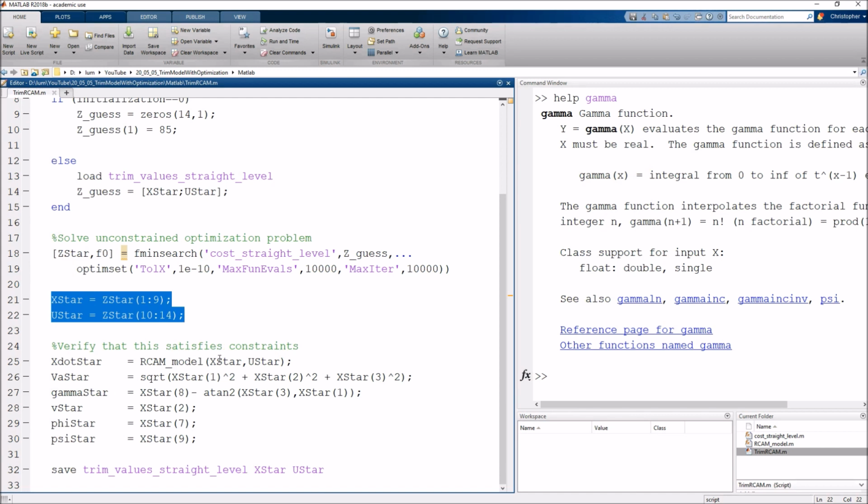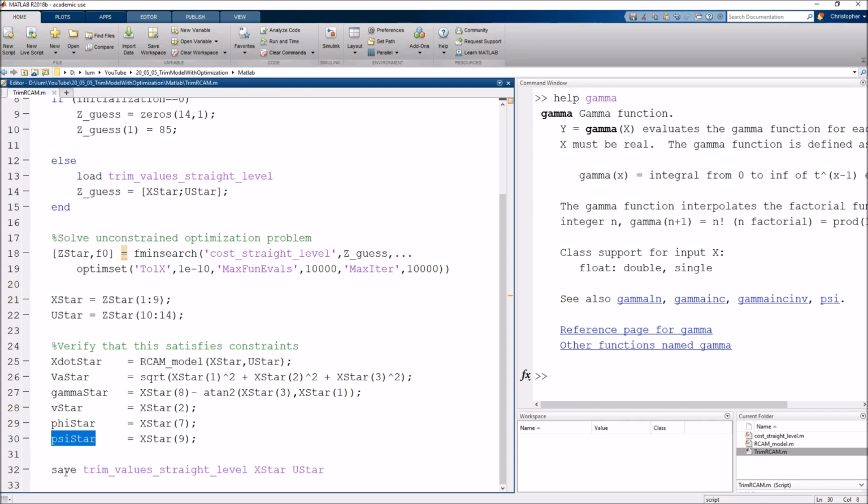So I'm going to take the optimal solution that fminsearch kicks back, and I'm going to see, does the x dot actually come out to 0? Does the VA actually come out to around 85? Does this come out to near 0? And do all these other ones also come out to near 0?